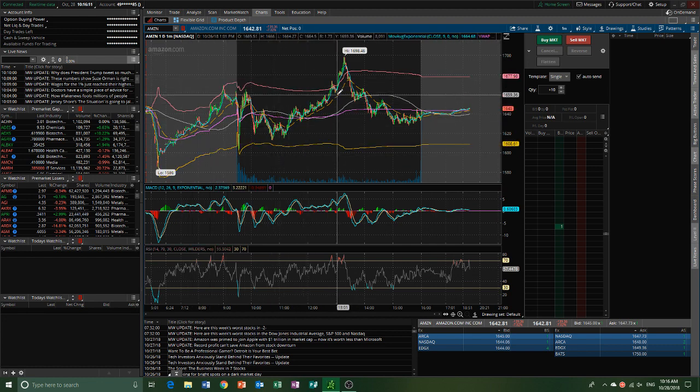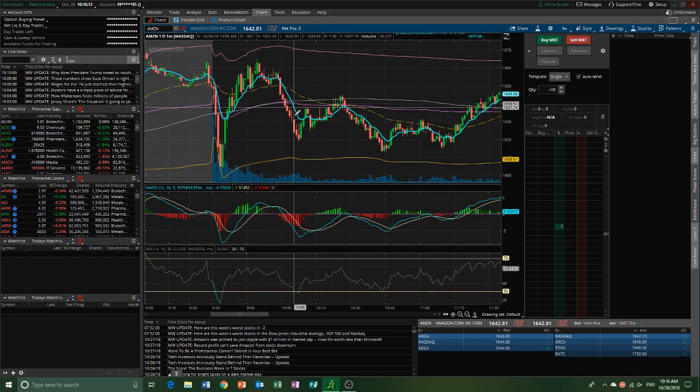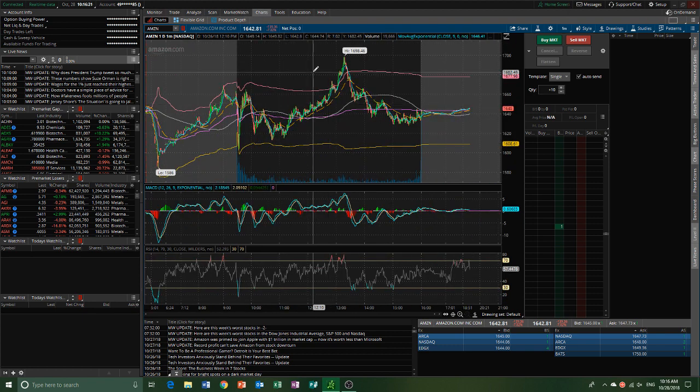But the 9 EMA is a great way to see the average right along the candles, to see whether it's going to be overbought or oversold, and the EMA is the exponential moving average.